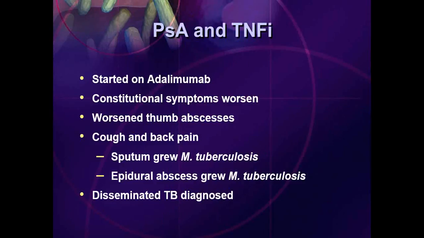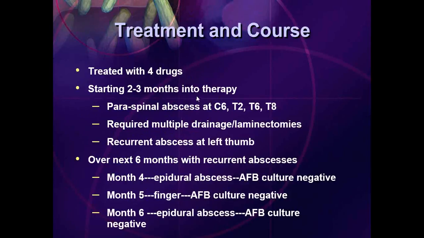His constitutional symptoms worsened. He blew up an abscess at the thumb. He developed a cough and back pain. Eventually he was re-imaged in his chest. It looked like he had pulmonary TB. His sputum grew TB. He developed an epidural abscess, and he had that drained. It also grew TB. So he was classified as someone having disseminated TB because it was actually at this point lungs, spine, and both hands.